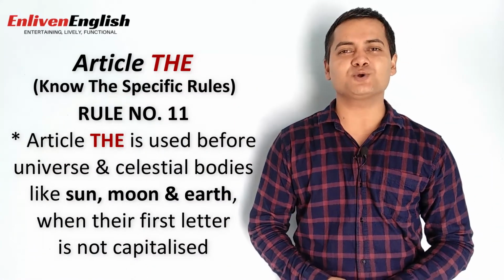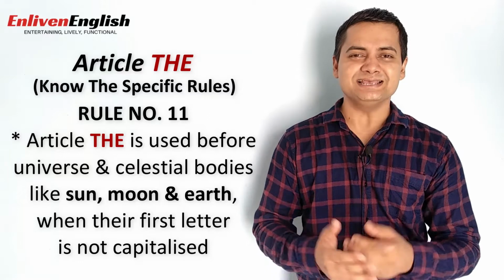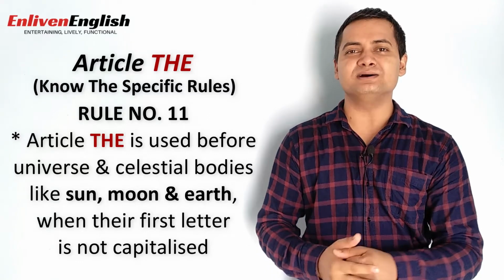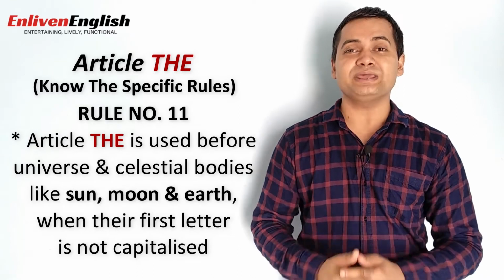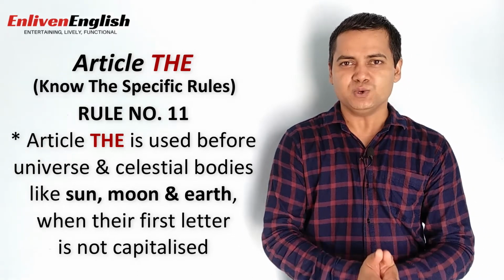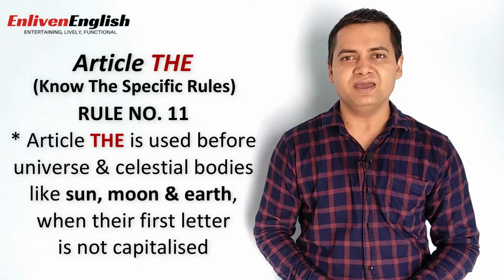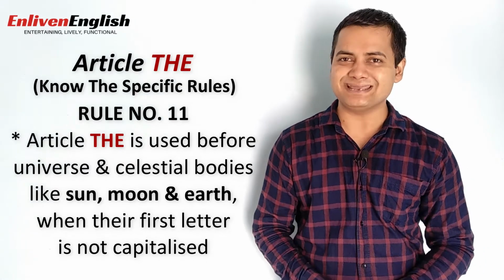Let's first talk about cosmos. Universe and celestial bodies like sun, moon and earth are most commonly used in our daily communication. These are unique and one of their kinds. We use definite article the before them when they are not capitalized in a sentence.